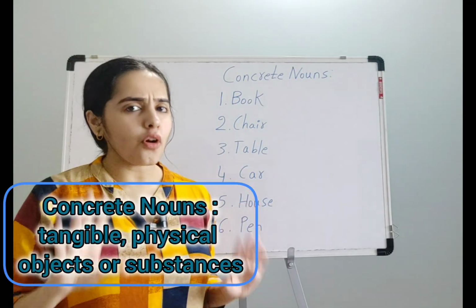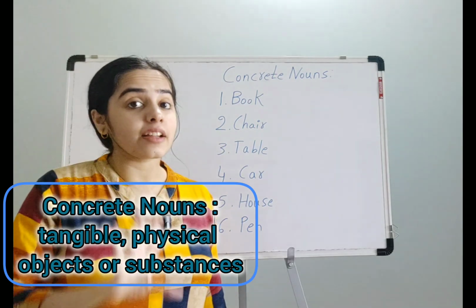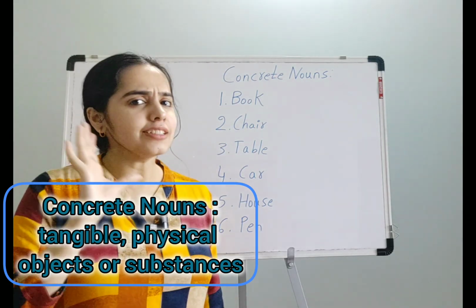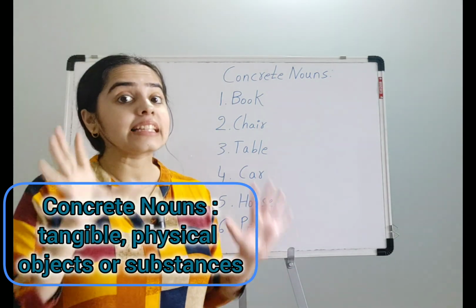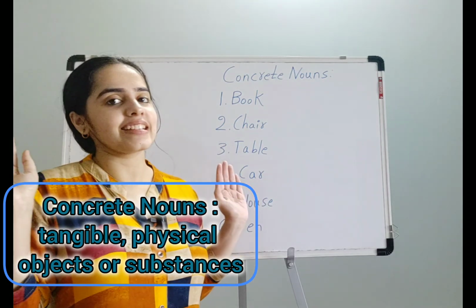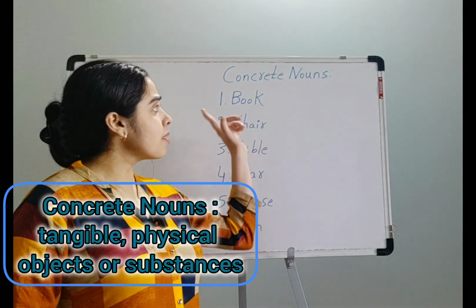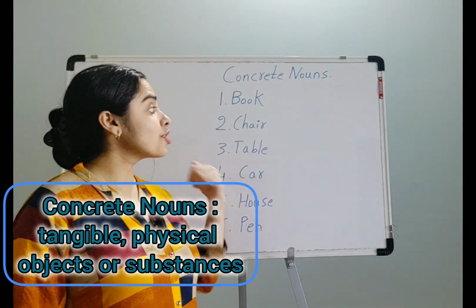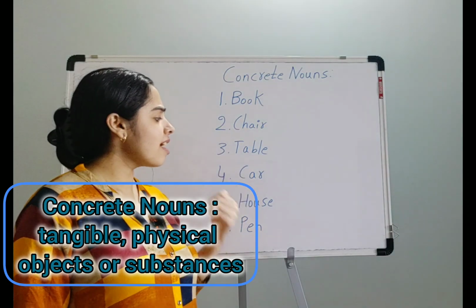Concrete nouns. Concrete nouns are nouns that refer to tangible, physical objects or substances that can be perceived through our senses. Examples: book, chair, table, car, house, pen.